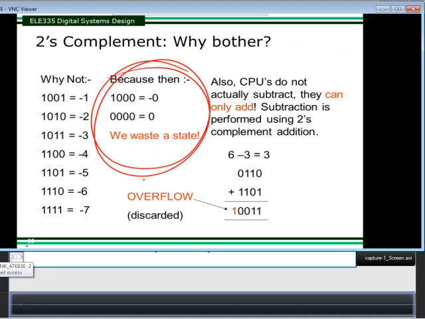So why would we use 2's complement? Well, it seems like an unnecessarily convoluted system. I'll show you how to convert a binary number to a 2's complement binary number in just a moment. I'm going to tell you first why we bother. First reason, we don't want to waste a state. We don't want a plus and minus 0, right? Because they both mean the same thing. They both mean 0.